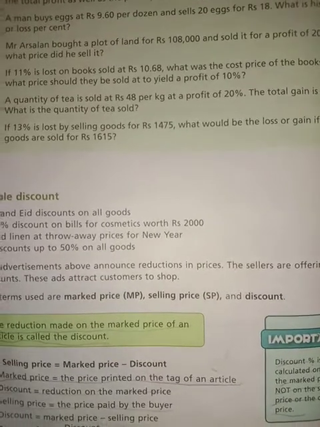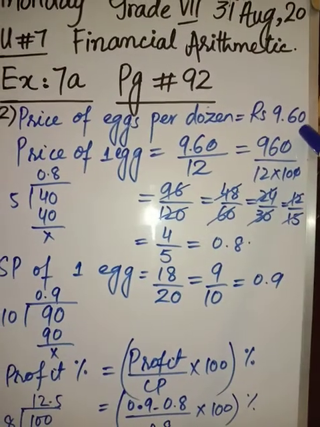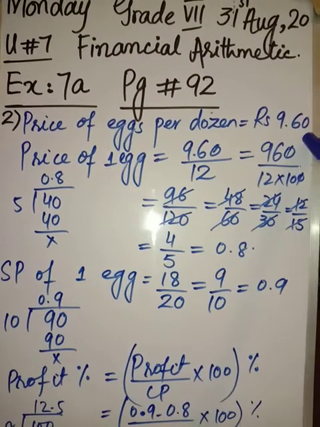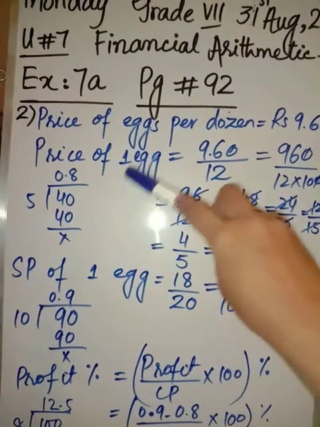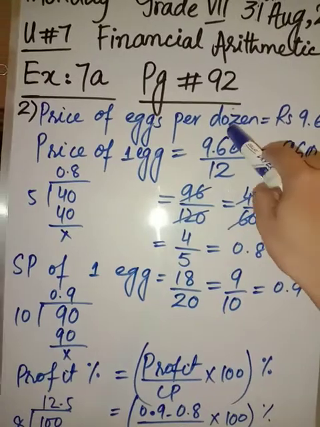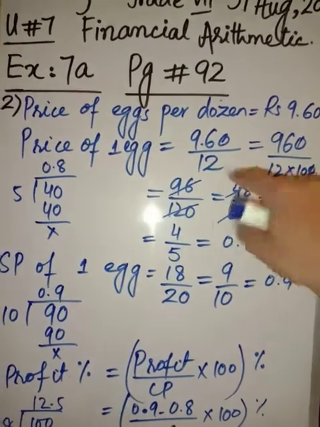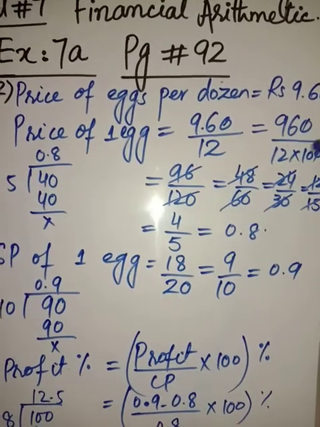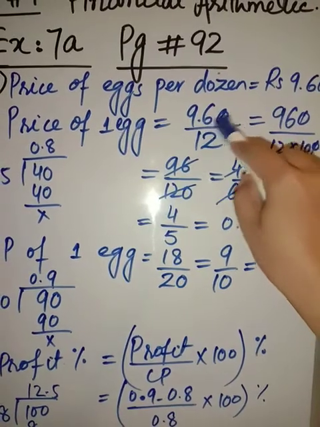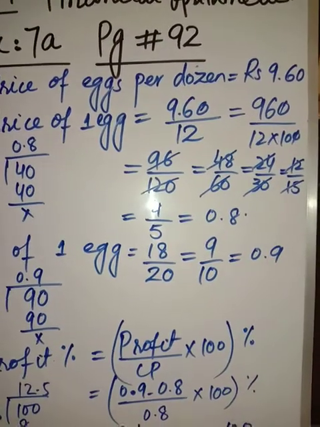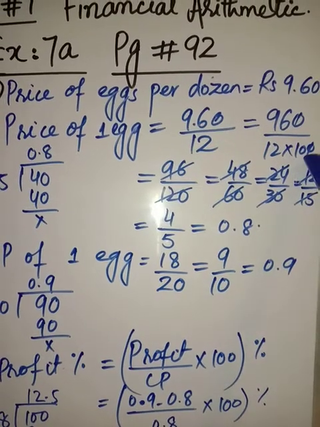Let's have a look. Students, as we are given the price of eggs per dozen is rupees 9.60. So what would be the price of one egg? By the unitary method, as we have studied in our last lectures, the price of one egg is 9.60, and dozen means 12, so we will divide it by 12. When we remove the point, it will become 1 in the denominator, and after the point we have 2 digits. So you have 2 zeros in the denominator, means it will become 100. So it will be 960 over 12 multiplied by 100.